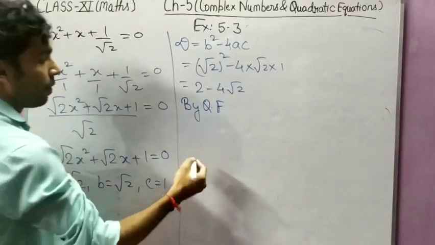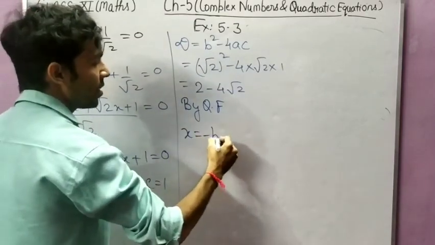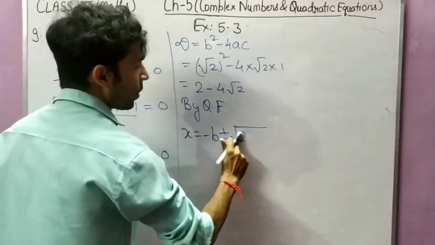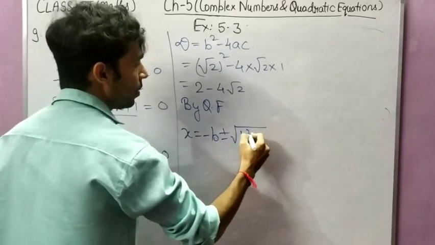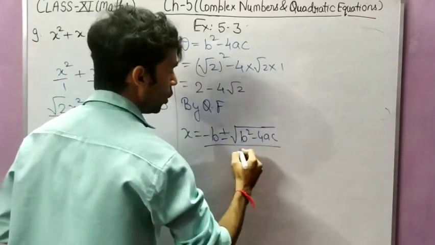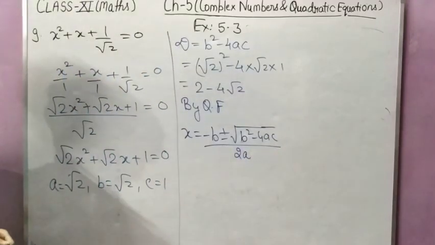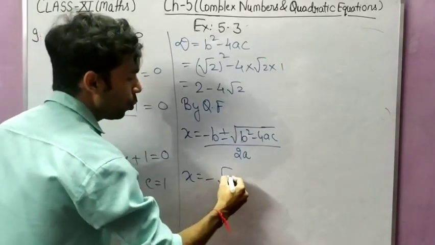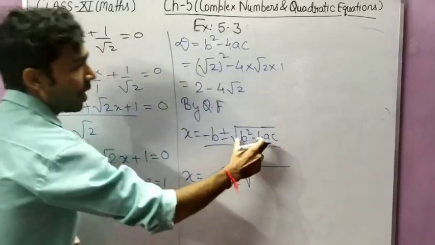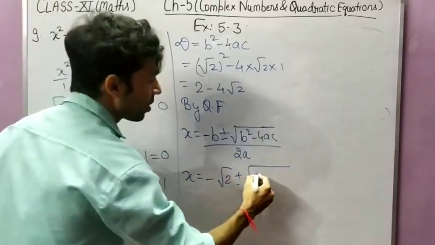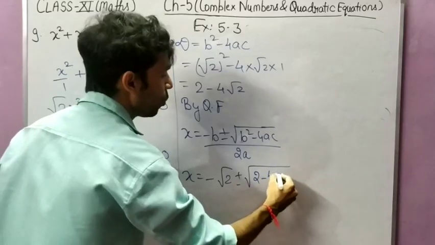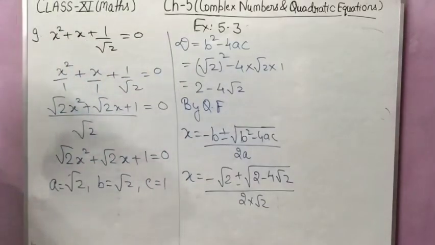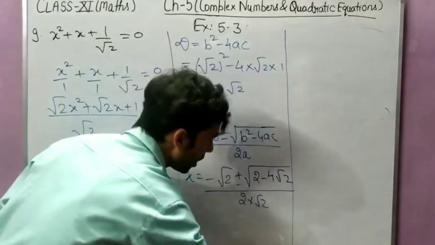Now by quadratic formula we can say x equal to minus b plus minus under root b square minus 4ac upon 2a. Now put all the values. So x equal to minus, the value of b is root 2, so minus root 2 plus minus under root, the value of b square minus 4ac we have calculated, that is 2 minus 4 root 2, upon 2 into root 2. This comes, student, okay, very simple concept, just you have to focus.